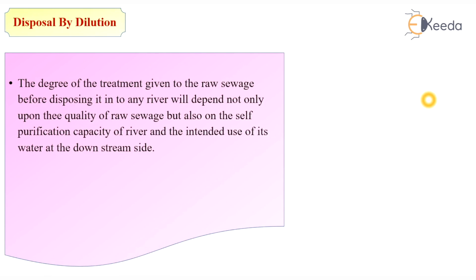So again, the degree of treatment given to the raw sewage before disposing it into any river will depend not only upon the quality of raw sewage but also on the self purification capacity of the river and the intended use of its water at the downstream site. So before discharging this treated or untreated sewage into the natural body, first we have to check its self purification capacity. That means the content of dissolved oxygen present in that body and how much area it will cover.